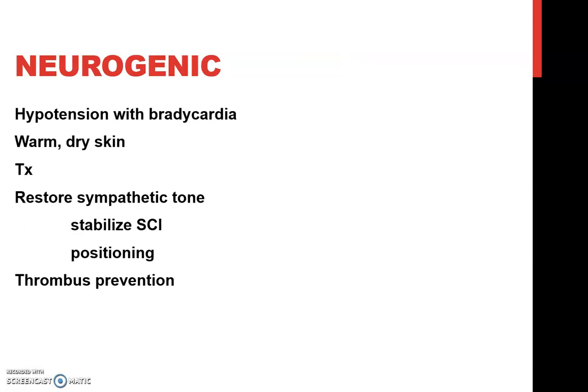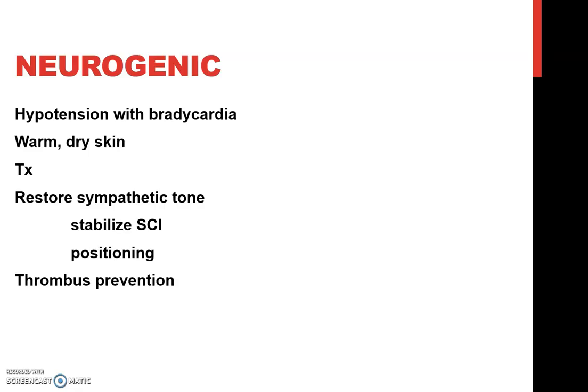The signs that we're going to get are hypotension with bradycardia. And this is a way to remember it because usually when we have hypotension, we have tachycardia. That's our sympathetic nervous system working, the tachycardia trying to compensate for the low blood pressure. Well, here, the sympathetic nervous system can't compensate, and you're going to have bradycardia. We have hypotension from the vasodilation of the vessels. Therefore, we're going to have warm, dry skin in the extremities.